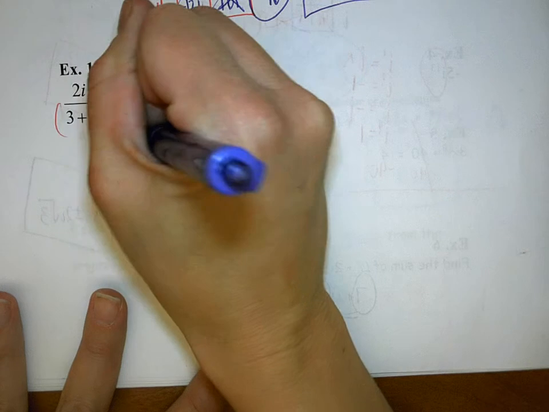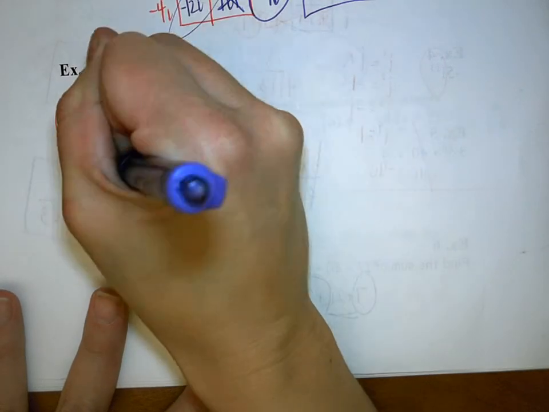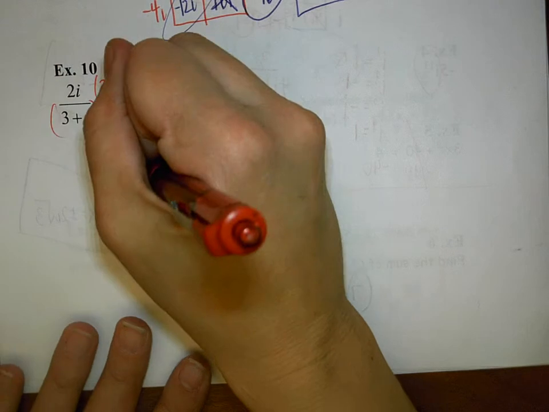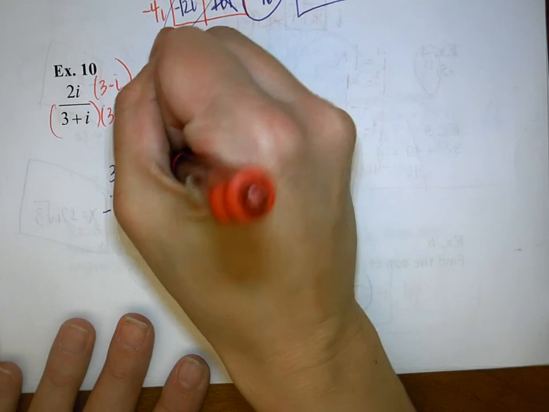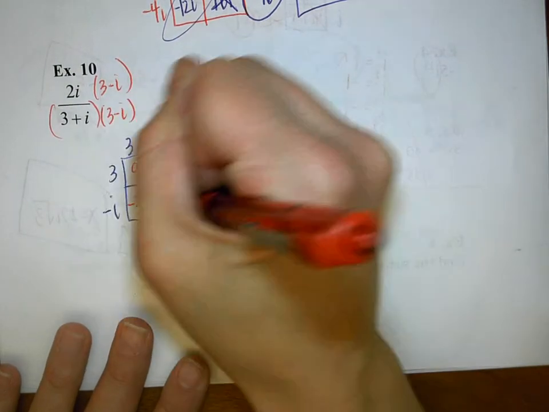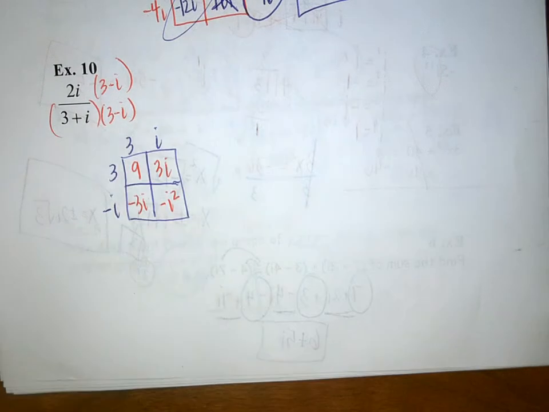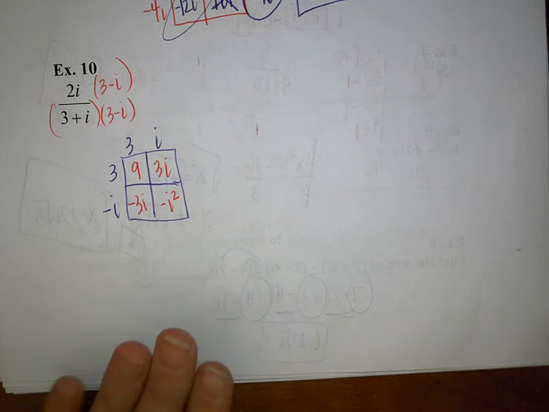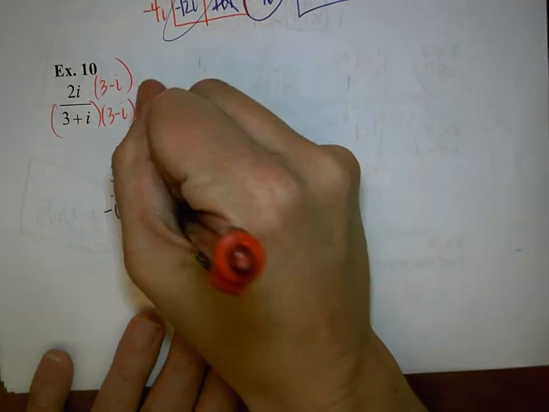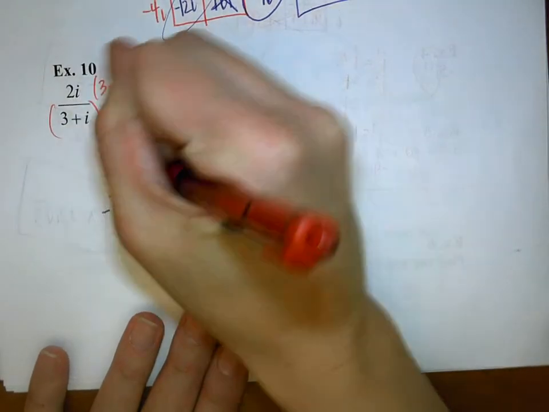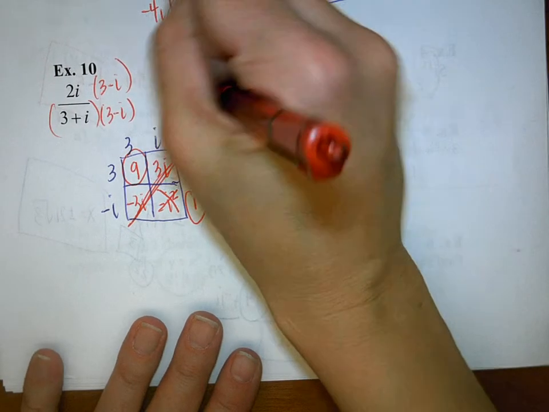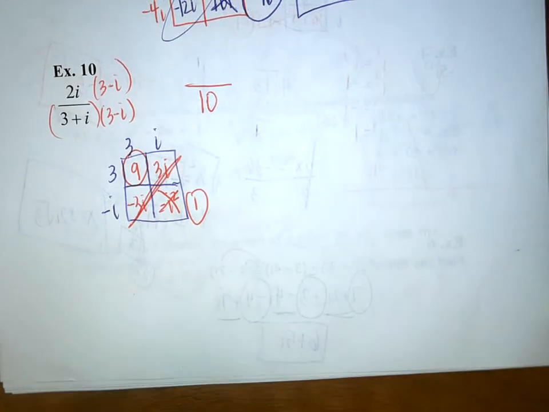We have 3 and a positive i and 3 and a negative i. When I multiply, I get 9, 3i, negative 3i, and a negative i squared. But negative i squared will end up becoming a positive 1 because we have a negative 1, which actually makes a positive 1 and a positive 9. The middle cancels out. So my denominator is 10.